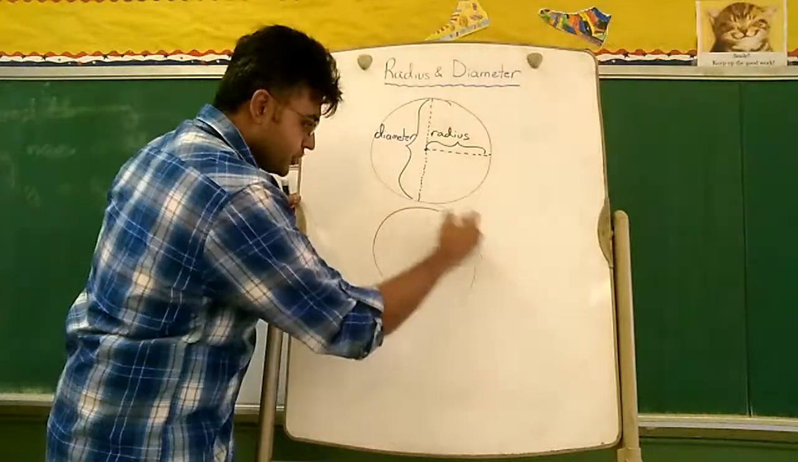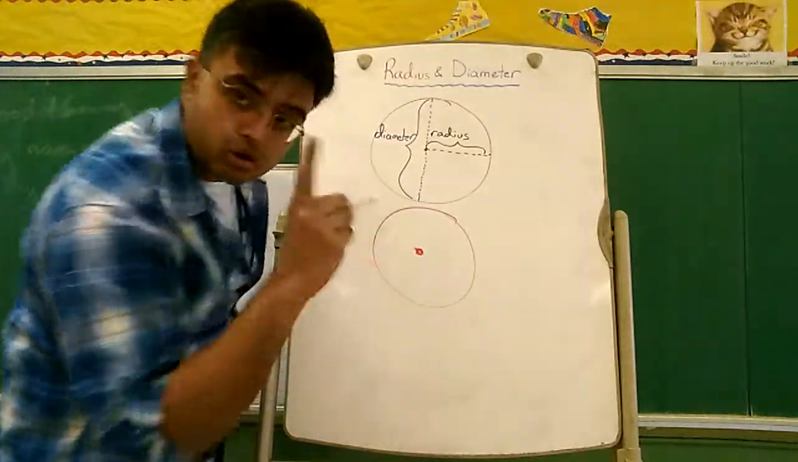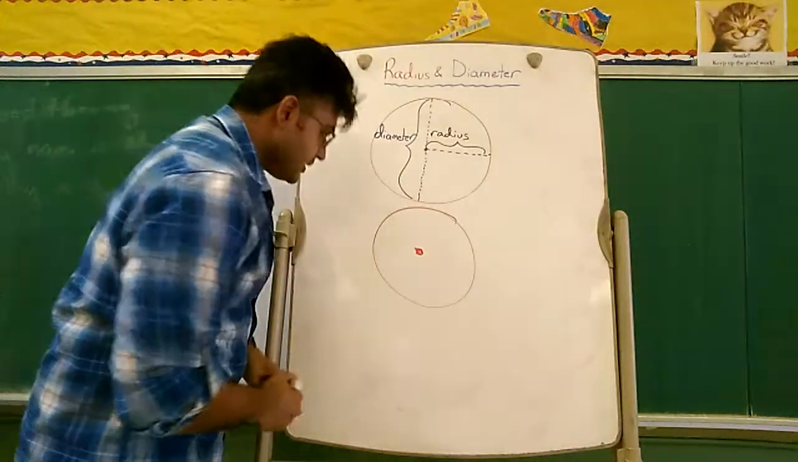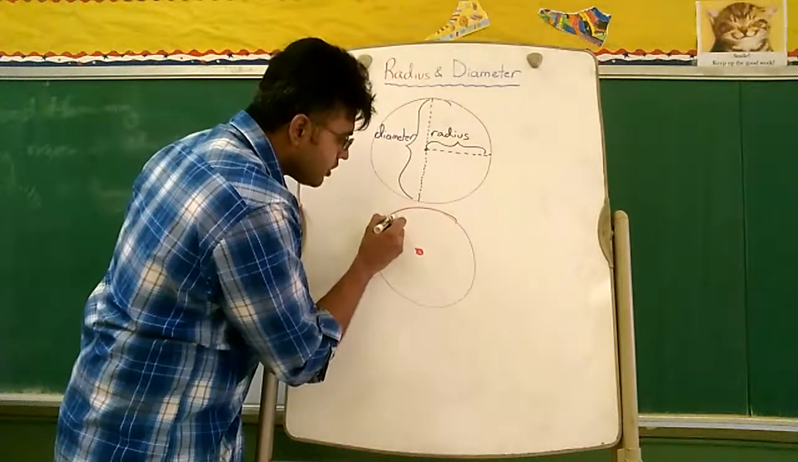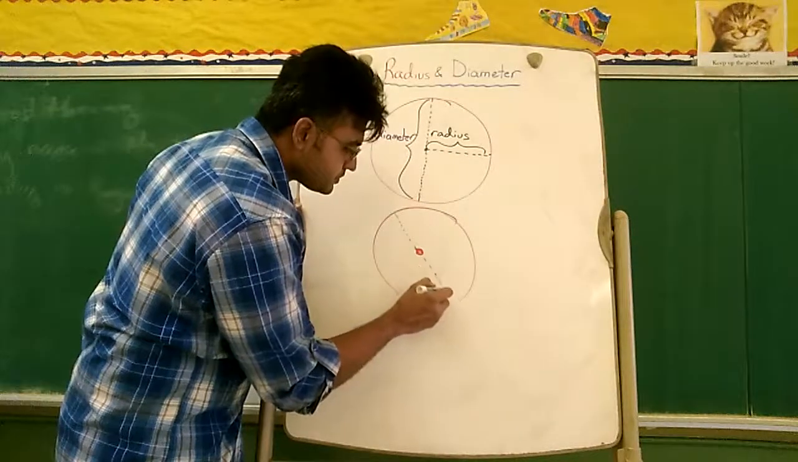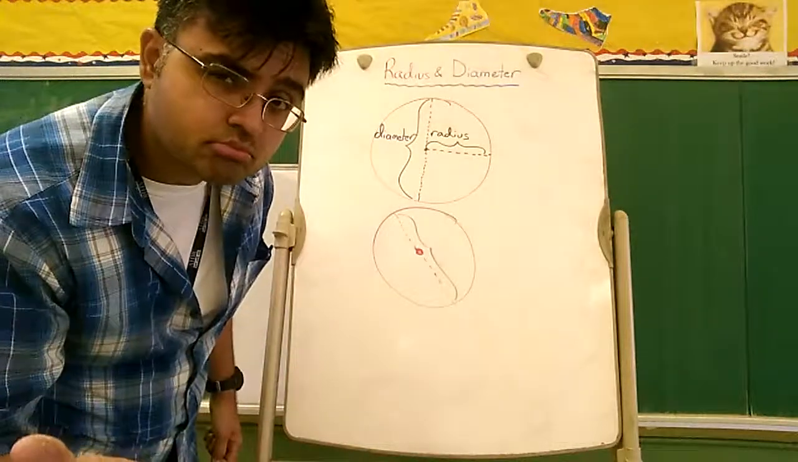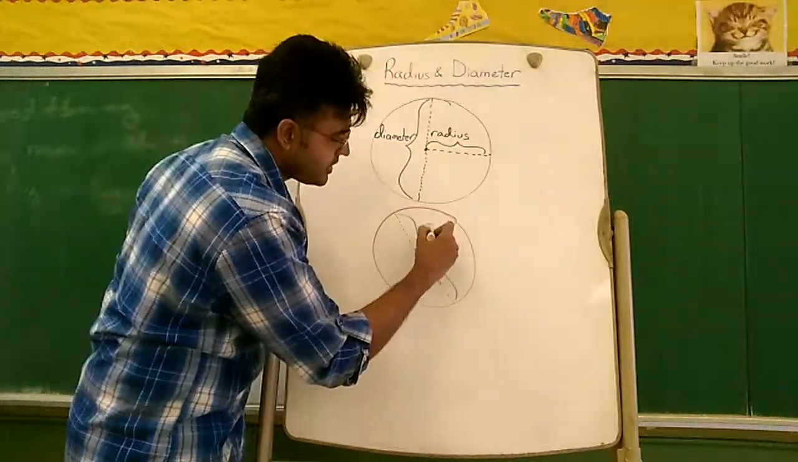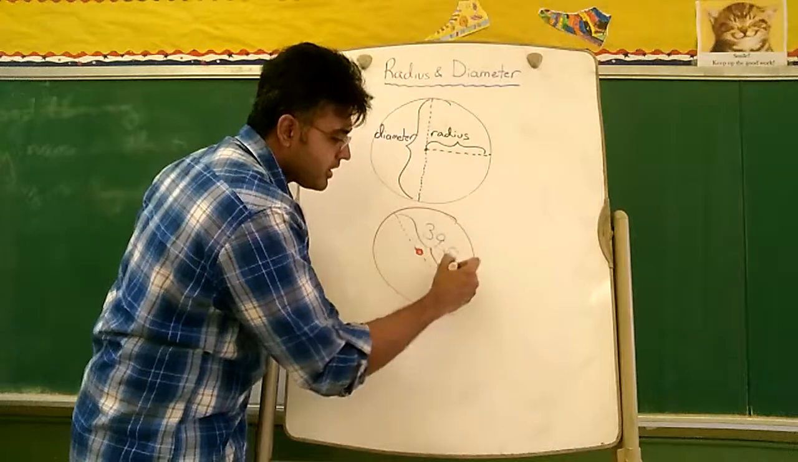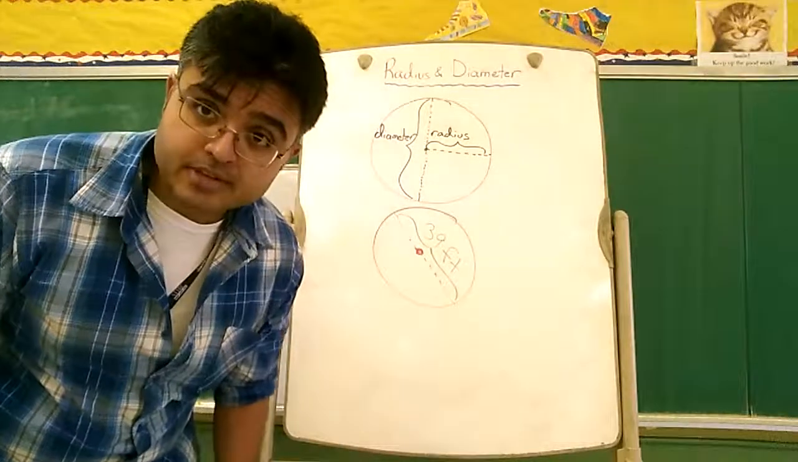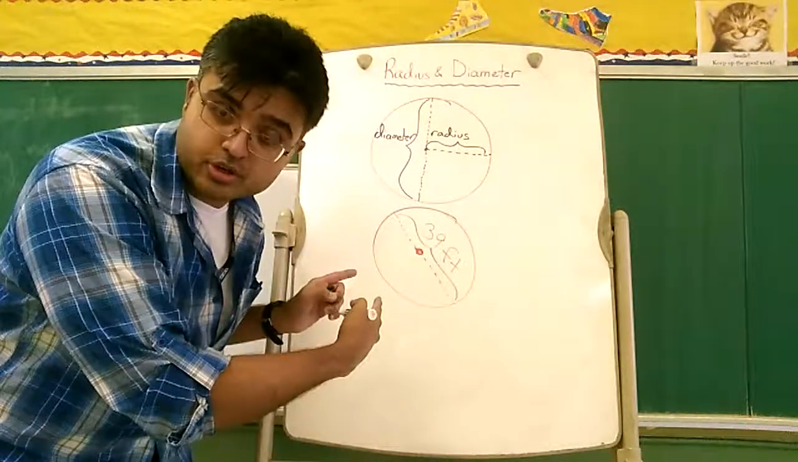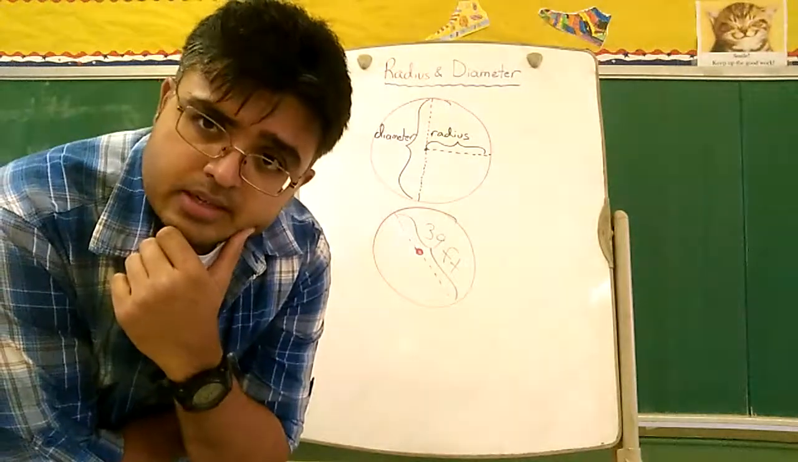Let's go backwards. Let me first erase this off. We have another circle with the center point. All circles have a center point. The diameter of this circle, let's say the diameter of this circle is 39? Yes, why not? 39 feet. That's the diameter of this circle. How do I find the radius?